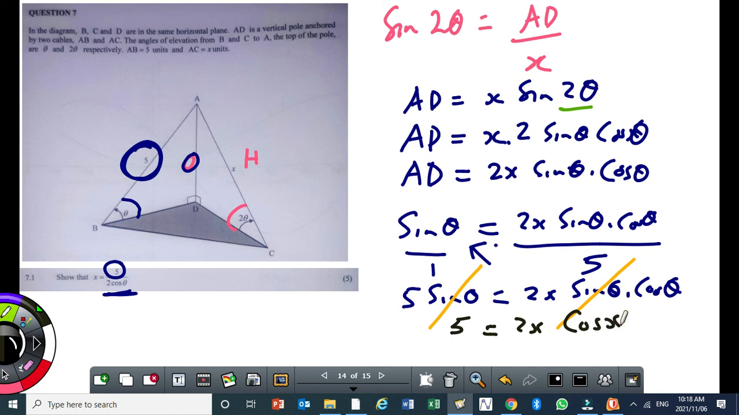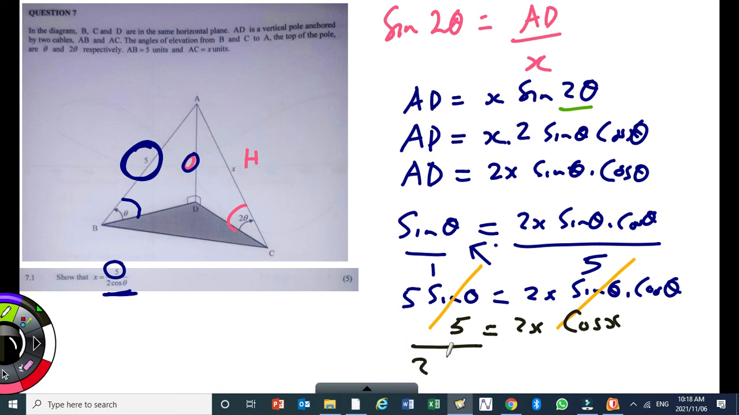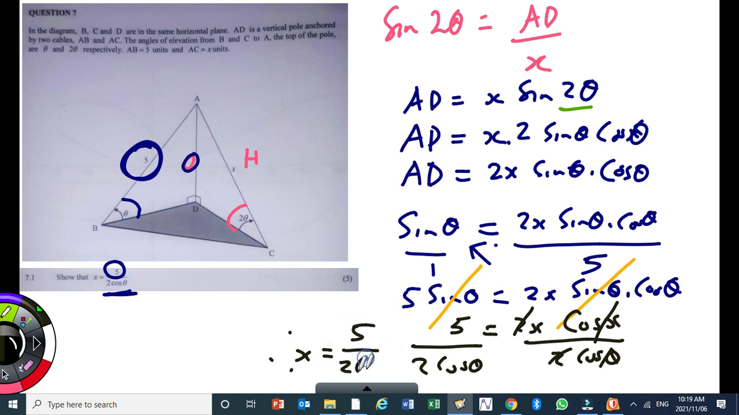So to make x the subject, you divide both sides by what? 2 cos theta, so you get 2 cos theta divided by 2 cos theta. This cancels with that. Then we are done. So therefore, x will be equal to 5 over 2 cos theta. So it wasn't very difficult.